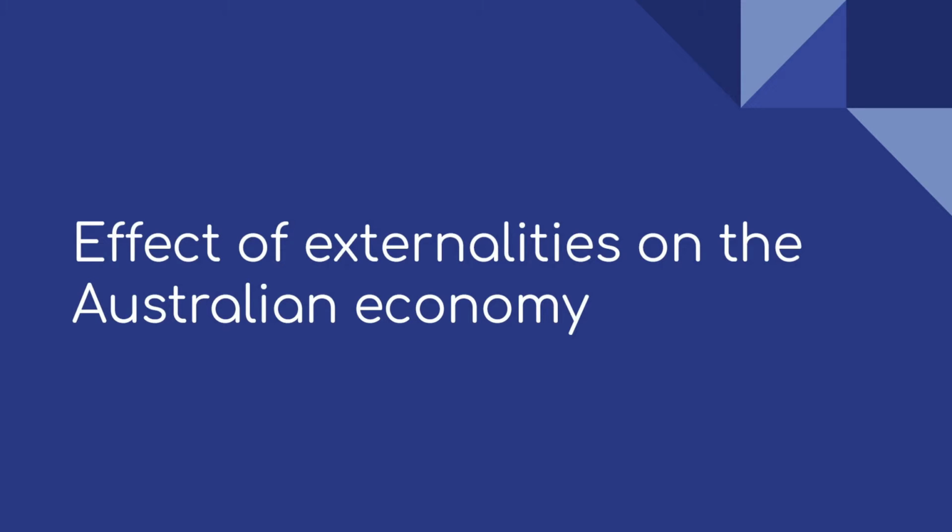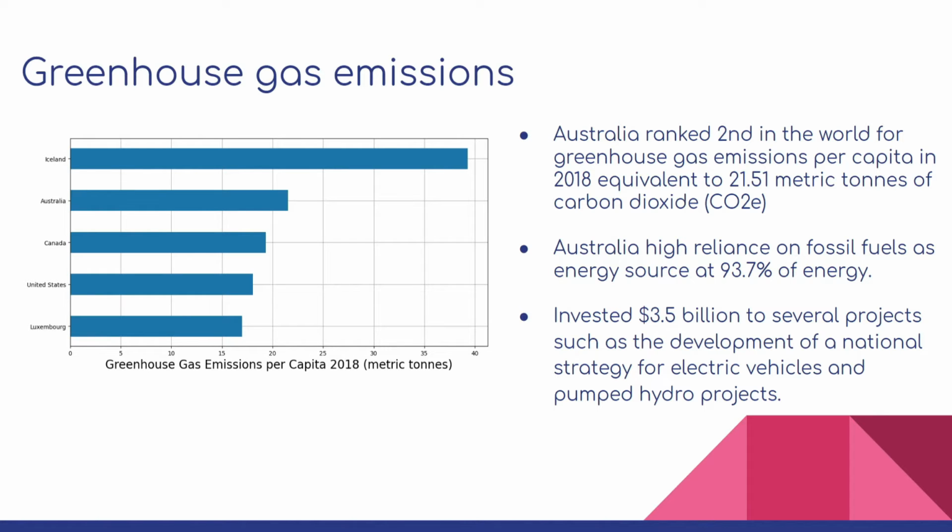Next, I want to talk about the effect of externalities on the Australian economy. In 2018, Australia ranked second in the world for greenhouse gas emissions per capita, equivalent to 21.51 metric tons of carbon dioxide, just behind Iceland. This might be because of Australia's high reliance on fossil fuels as an energy source.